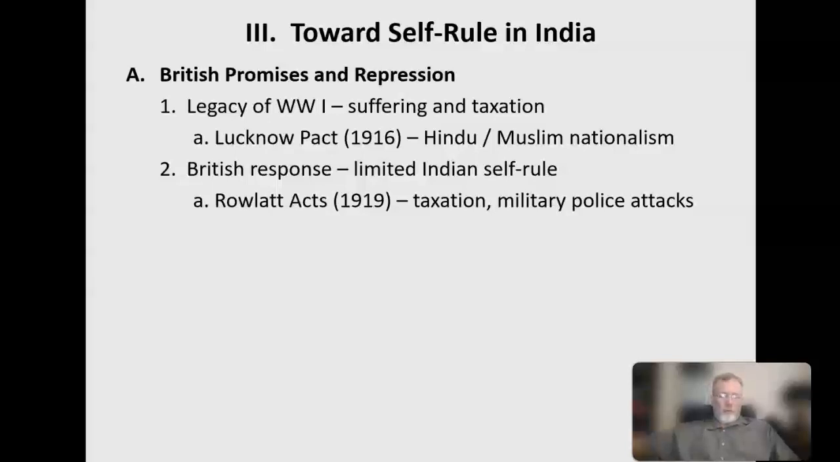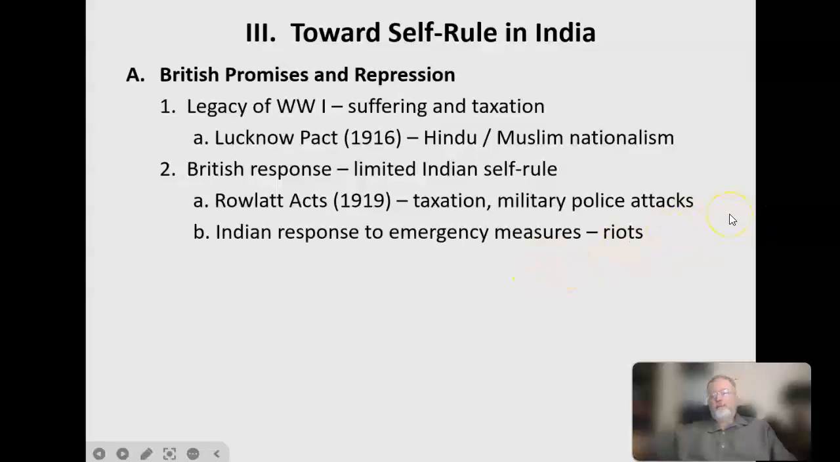Much of these reforms were undermined by the Rowlatt Acts, 1919. The Rowlatt Acts extended emergency measures to curb unrest, rioting, revolutionary ideas, and root out conspirators. The Rowlatt Acts infuriated Indians and resulted in more riots. So the whole purpose of the Rowlatt Acts was to put down these revolutionary self-rule movements.